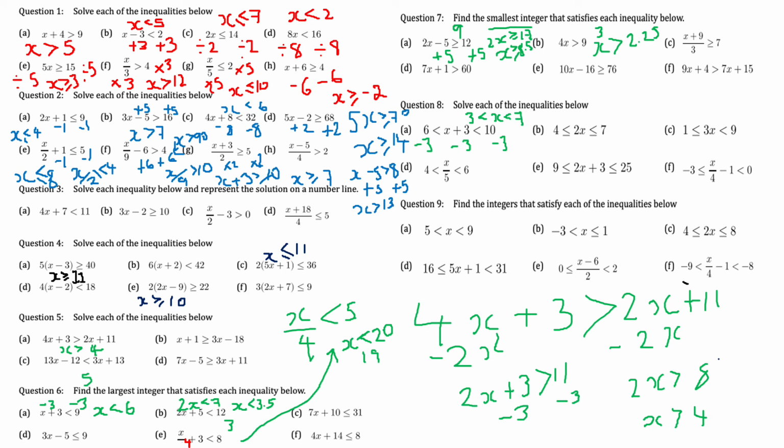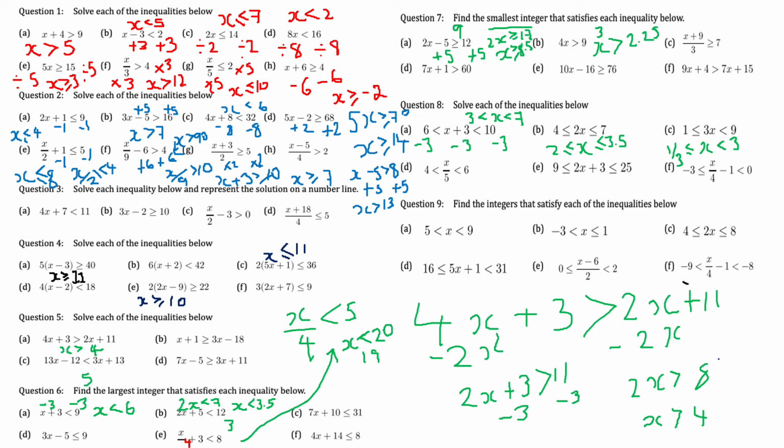For part B, dividing both sides by 2, we get that 2 is less than or equal to x, less than or equal to 7 halves, or 3.5. For this one, dividing everything by 3, we get that 1/3 is less than or equal to x, which is smaller than 3.